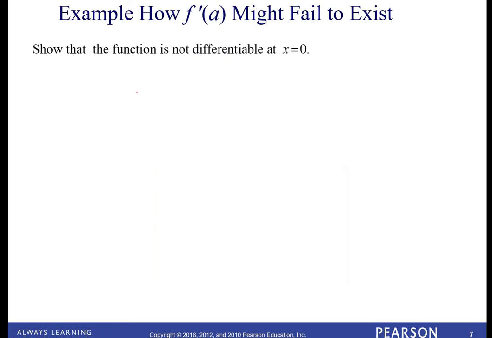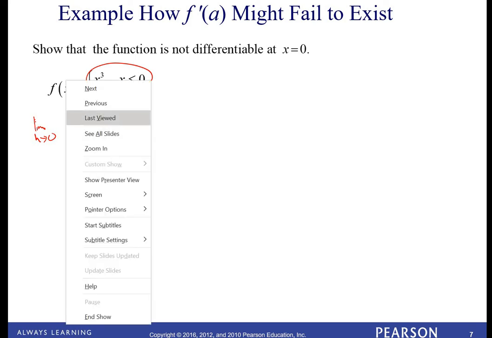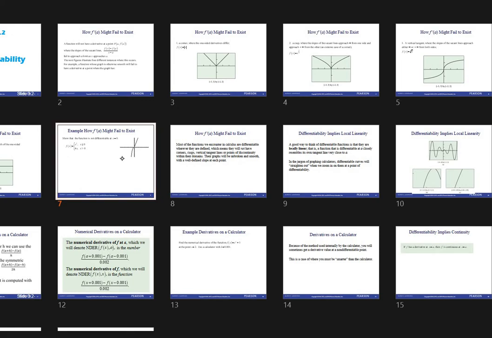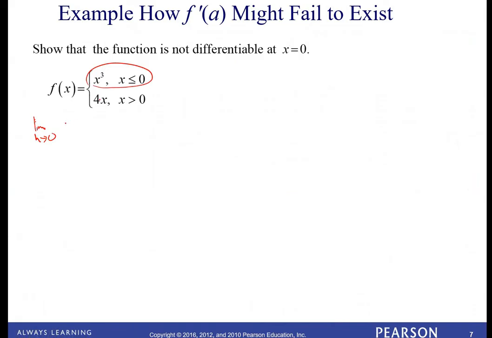So let's take a look at this. We're going to show that a particular function is not differentiable at 0. So this is the function we're going to look at. The first thing I want to do is find my derivative for x cubed, which is the function when the x values are less than 0. So I want the limit as h approaches 0 of f of x plus h minus f of x.